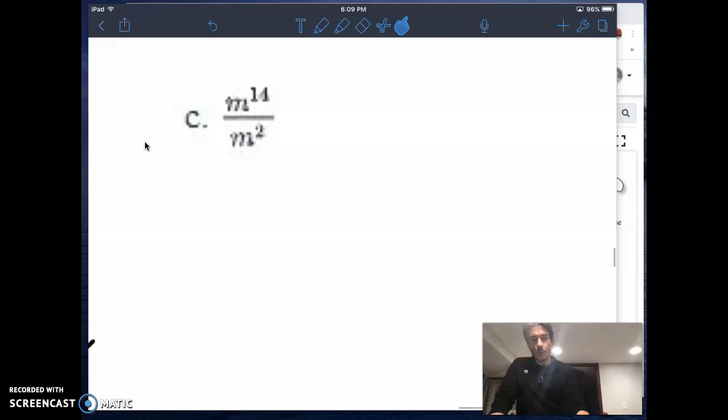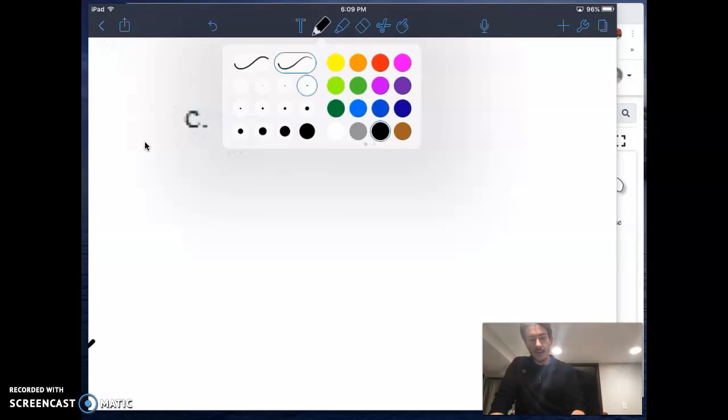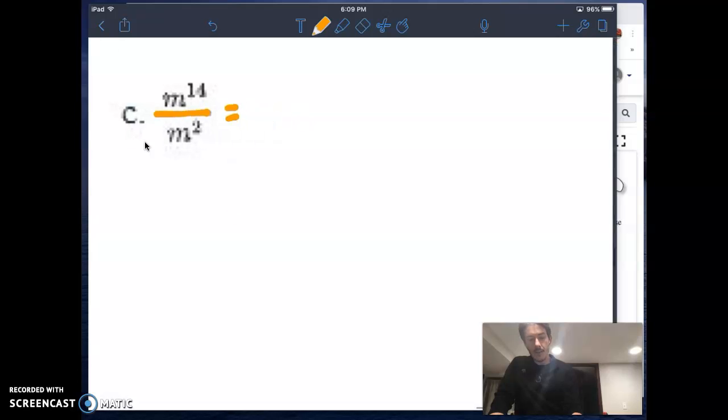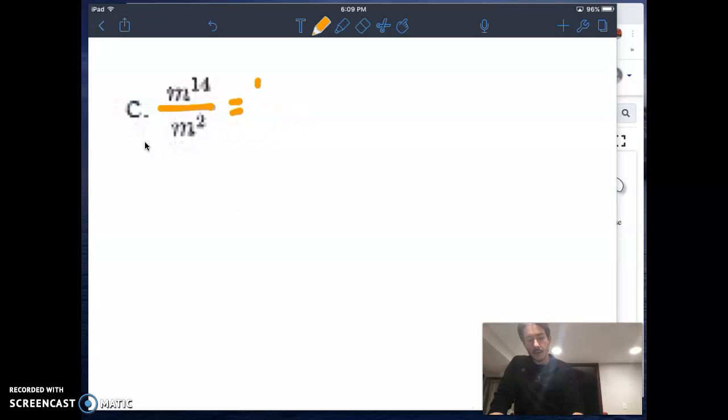Lastly, the last property we're going to do the deep dive on today before we get into the zero and negatives is this quotient rule, or quotient property. It looks like this. I've got m to the 14th divided by m to the 2nd. Notice this is a division bar. So that's going to be, oh man, 14 m's. Buckle up.